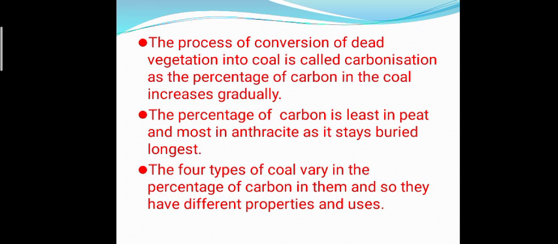The 4 types of coal vary in their percentage of carbon in them, and so they have different properties and uses. So students, we can say that the coal are having 4 varieties, and these varieties are depending upon the amount of carbon they consist. So anthracite is obtained deep under the earth after long exposure of heat and pressure, so it has more amount of carbon as compared to the peat variety.